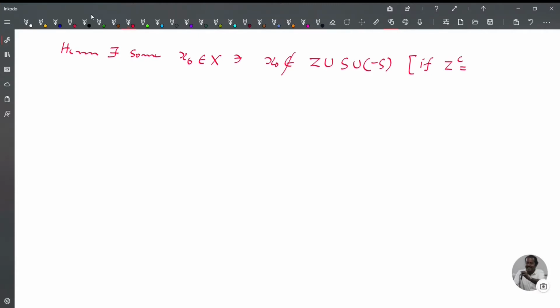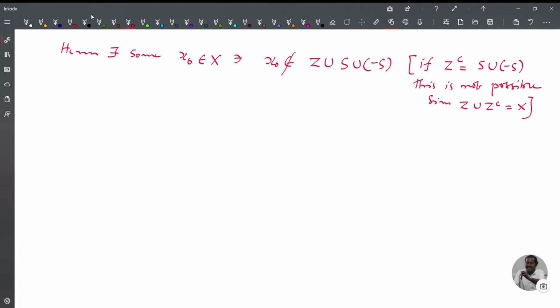There exists some X naught in X such that X naught does not belong to Z union S union minus S. Observe that if Z complement equal to S union minus S, this is not possible, since Z union Z complement equal to X. Therefore, if Z complement is equal to S union minus S, we cannot find an X naught in X such that X naught does not belong to Z union S union minus S.